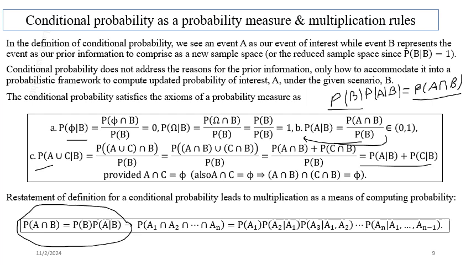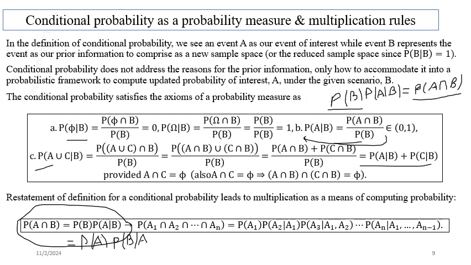Then for that you can write probability of A times probability of B given A. Once you have already seen A, then you are trying to see B. So that's the probability of B given A. This one is the right approach, okay.